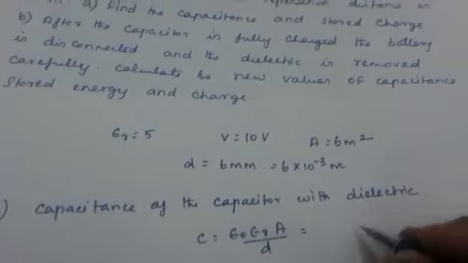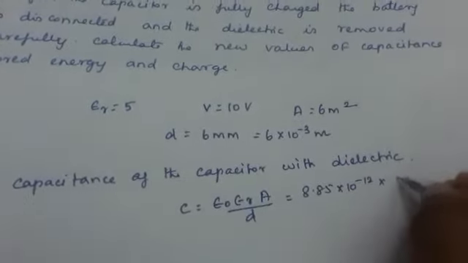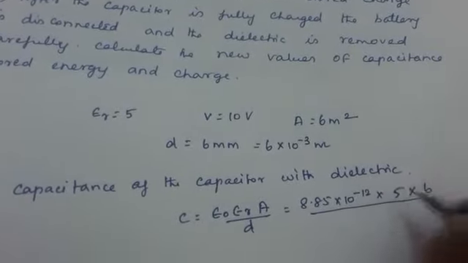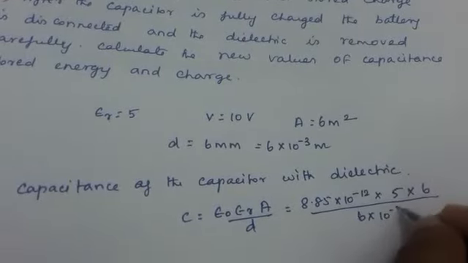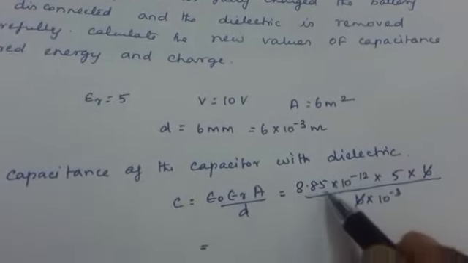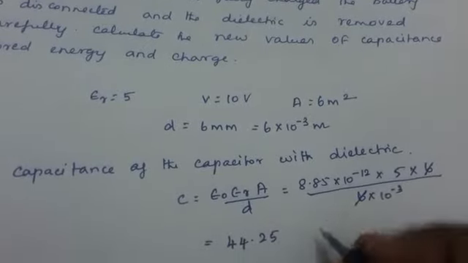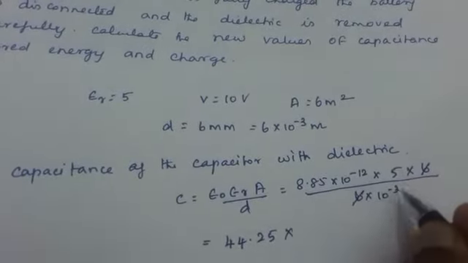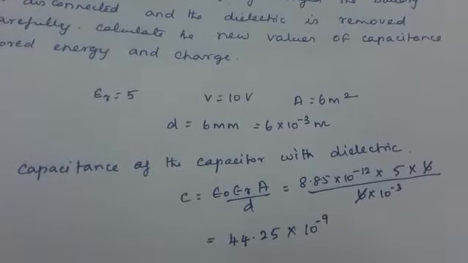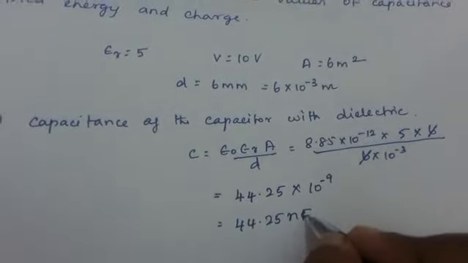Now we will substitute. Epsilon 0 value is 8.85 into 10 raised to minus 12. Epsilon R is given in the problem as 5. Area is 6 divided by 6 into 10 raised to minus 3. Here this 6 and this 6 get cancelled. So we multiply 8.85 by 5, that is 44.25, into power minus 12 minus 3, so it is 10 raised to minus 9. So this can be written as 44.25 nanofarad. It is the capacitance.